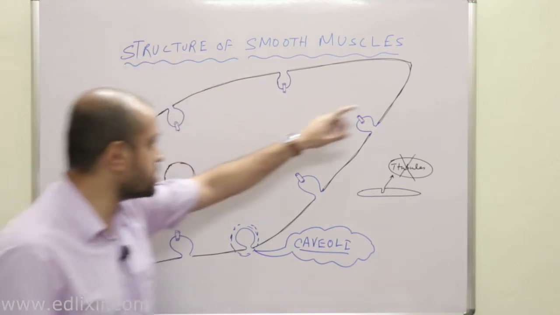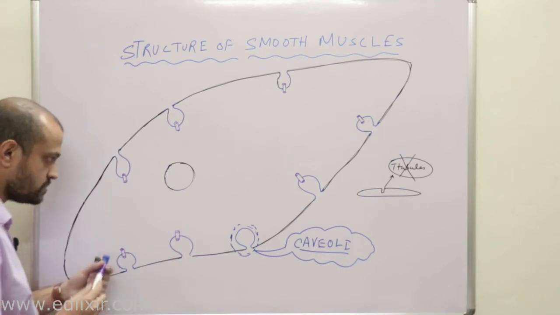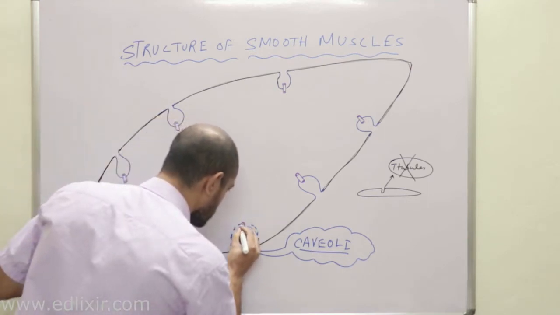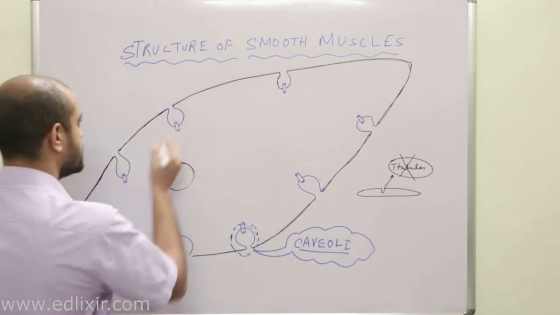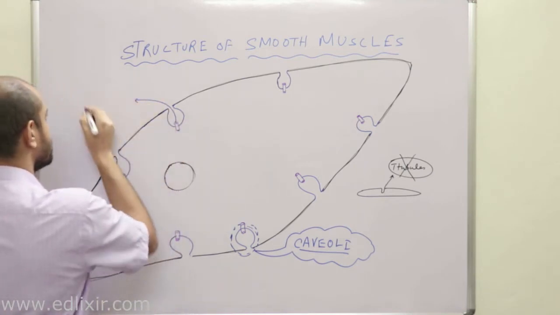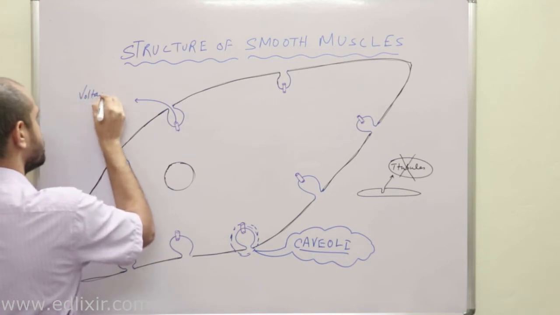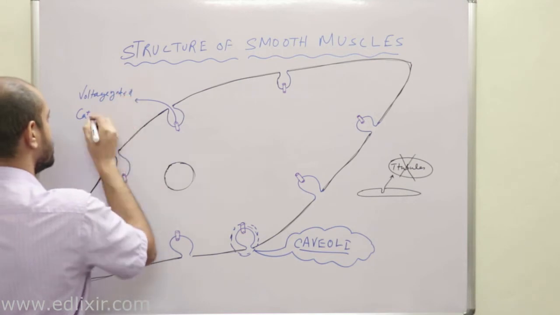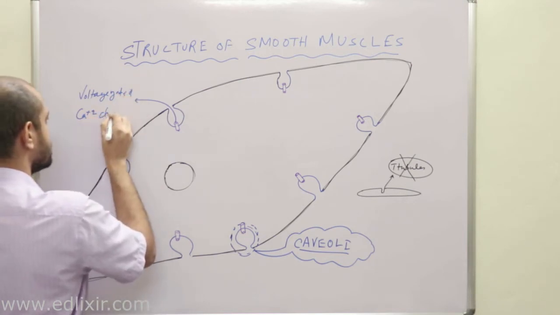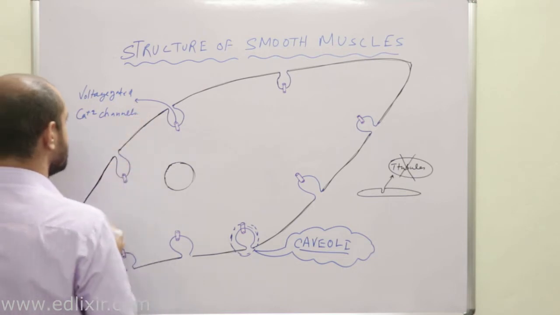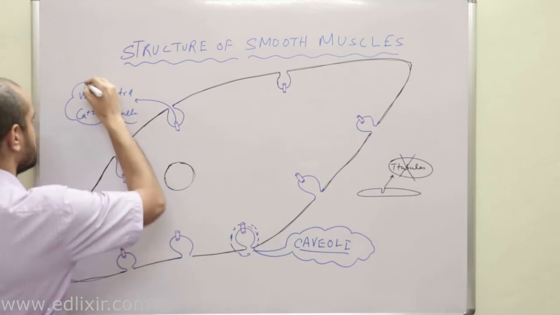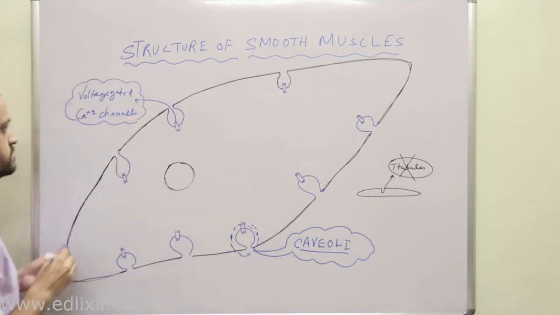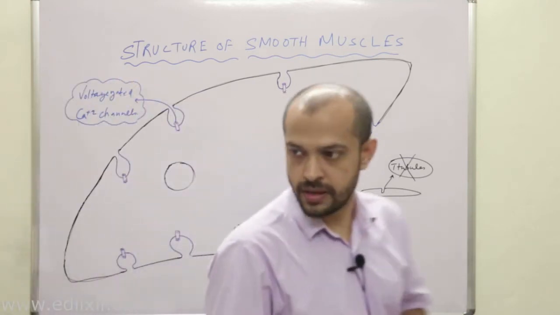And these are what? These are voltage gated calcium channels. Clear? These are voltage gated calcium channels, okay. Clear?